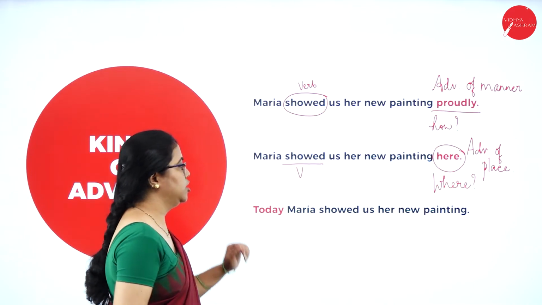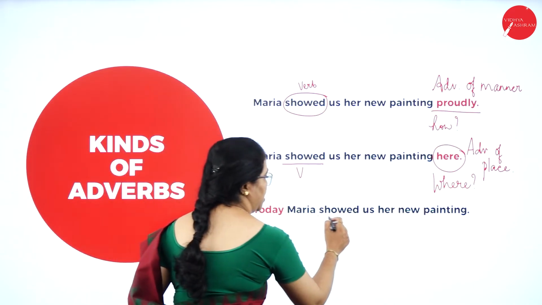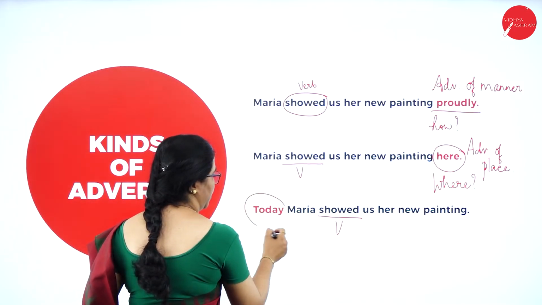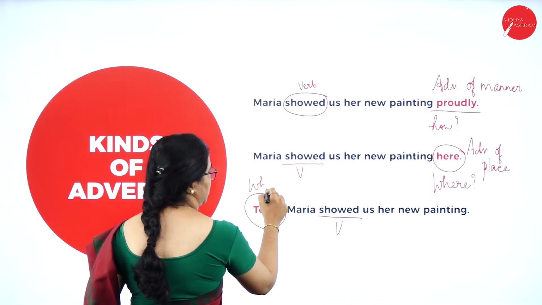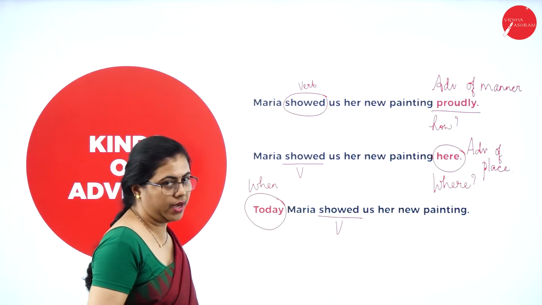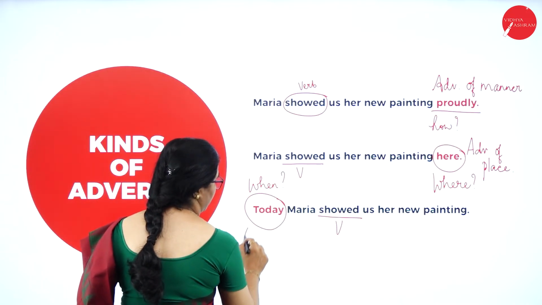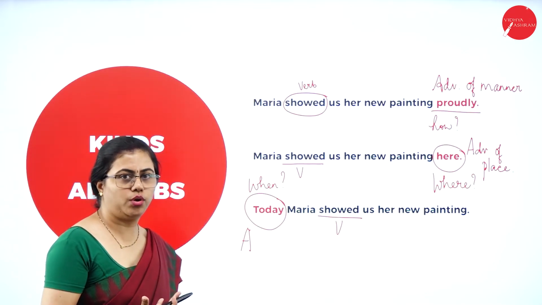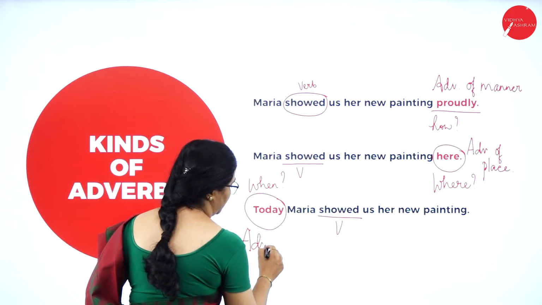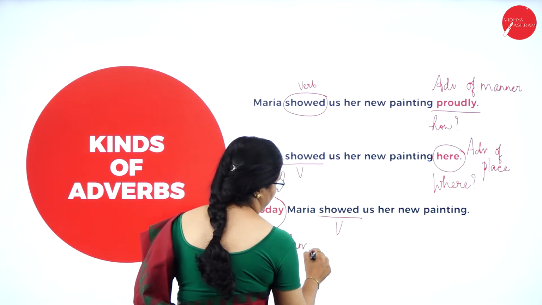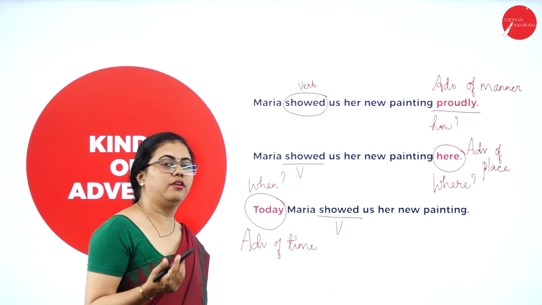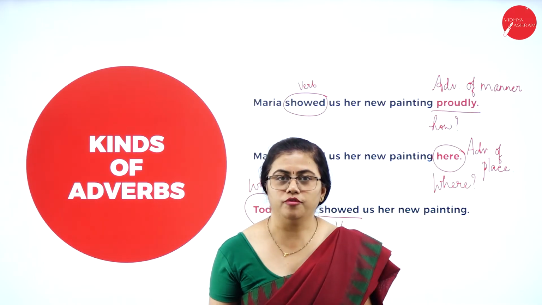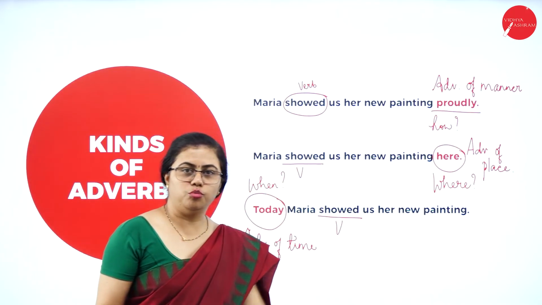Again, "Today Maria showed her painting." So Maria has shown the painting when? She has shown it today. So this is answering the question when, and since it is telling us about the time, though not the exact time, it is telling us the time period in which she showed the painting. So this is adverb of time. Whichever adverb answers the question and tells us when the work was done is called an adverb of time. So these are the 3 types. We have 2 more types to understand.